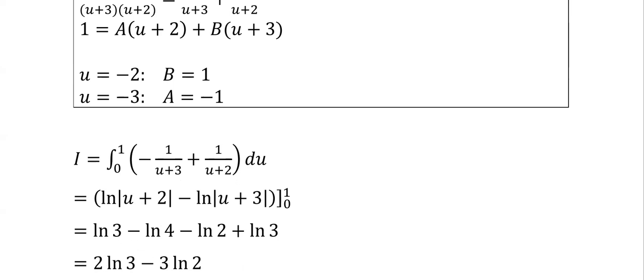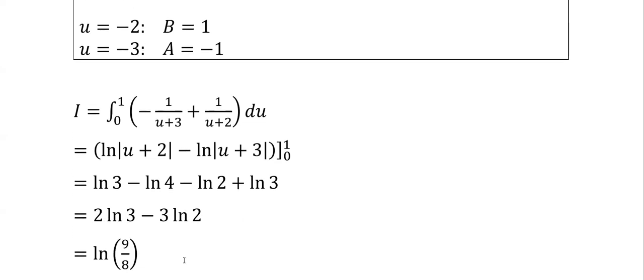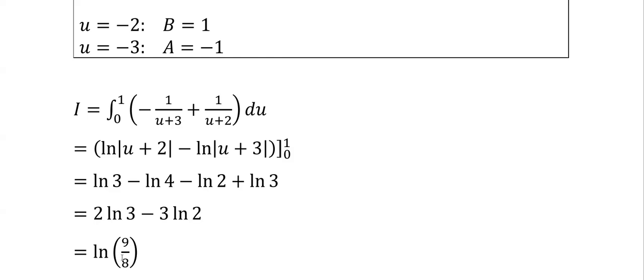yeah, just go slowly. But you can put this back in, so that's ln of 3 squared, which is 9. And this is ln of 2 cubed, which is 8. Okay. And then by properties of logs, ln of a minus ln of b is ln of a over b. So ln of 9 over 8. Okay. So if your instructor is picky about simplifying, this is how you would simplify it.